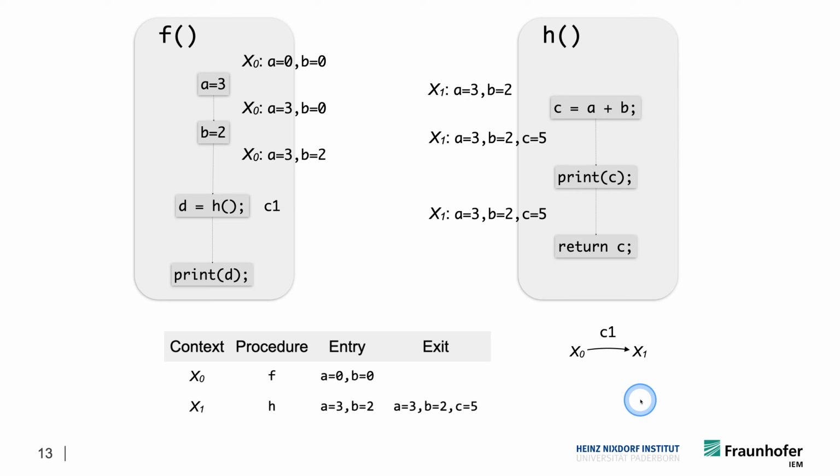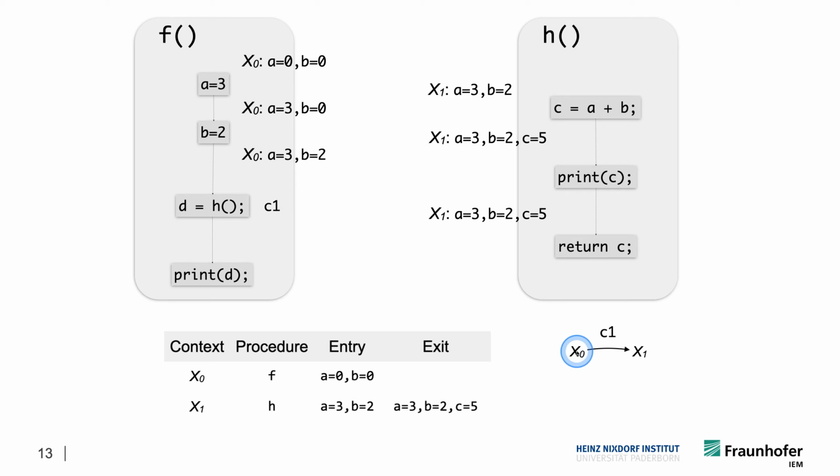Something that we also store along the side, and that's going to become more important later, is such a context transition diagram that tells us if we start in context X and reach call site C1, then we move into context X1. I like the notation because it's very neat and clean, right?